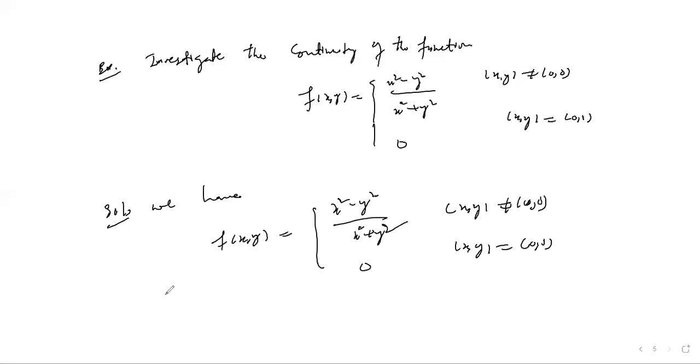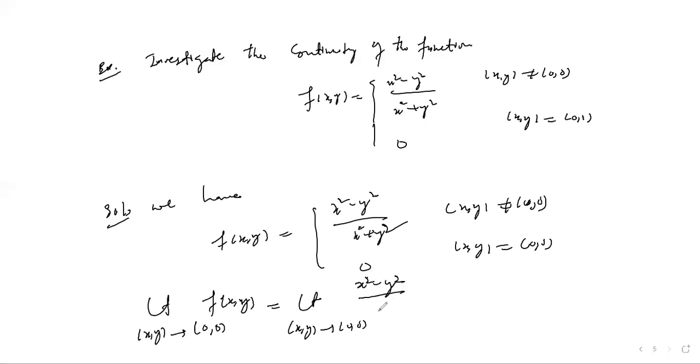Limit. Once the limit, then one more step. Limit x comma y approaches 0 comma 0 of f of x comma y. This is equal to limit x comma y approaches 0 comma 0. What is the function f of x, equal to 0 or what? You tell me. x square minus y square divided by x square plus y square.